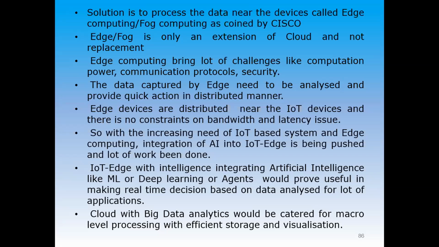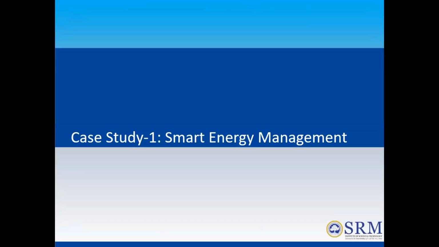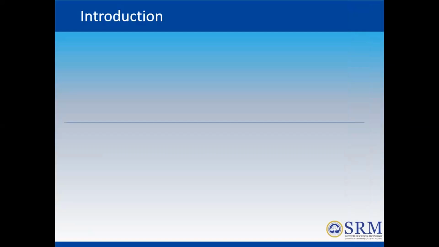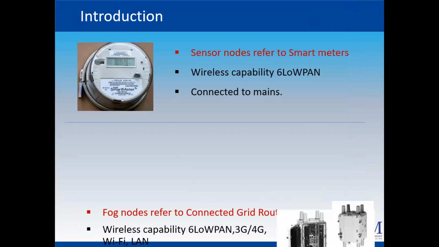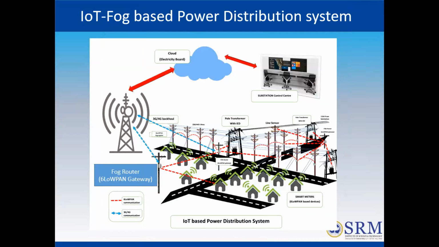So with this as a basis, there has been some work done by my research group, because I started a bit late because of my official work, so I'm not able to go through all the case studies. One of the case studies I'm going to talk about, which is quite interesting, is a fog-based power distribution, where we proposed a power distribution system for the consumer side.